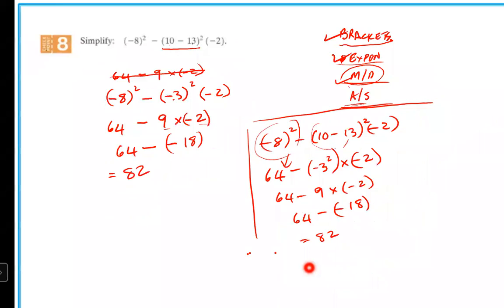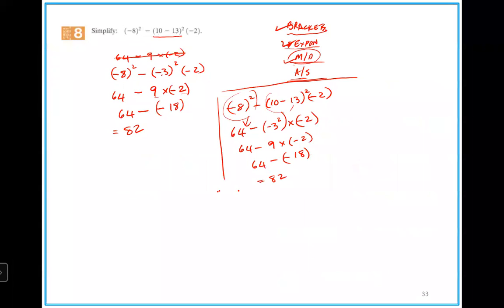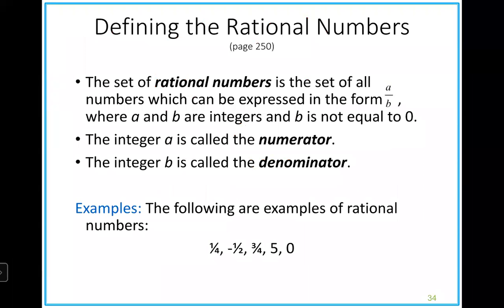Okay. All right, so basically then this ends our look at section 5.2. So 5.2 was dealing with integers. Integers extend the number line.